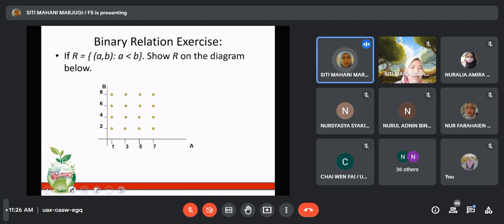Okay, let's say A is less than B, so the diagram can show this one. A is smaller than B. So the dot is a relation between the set A and B, only the black dot.